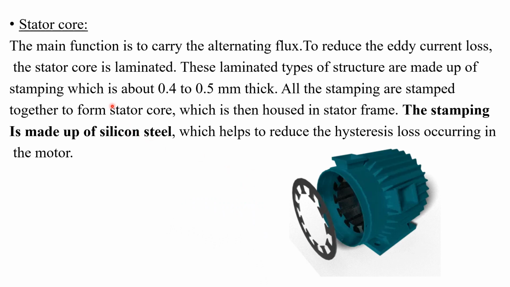Next, the second part of the stator, that is the stator core. The stator core is placed inside the stator frame, as you can see here. The function of the stator core is to carry the alternating flux. In order to reduce the eddy current losses, these cores are normally laminated. The thickness of the laminations normally ranges from 0.4 to 0.5 mm.